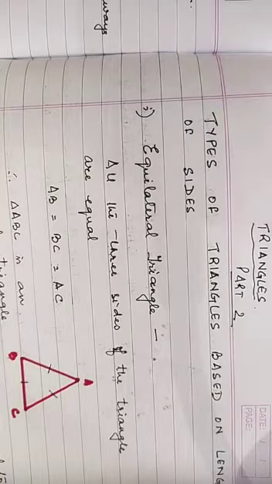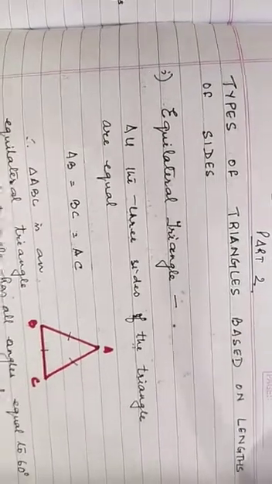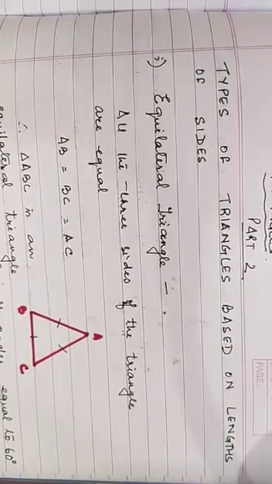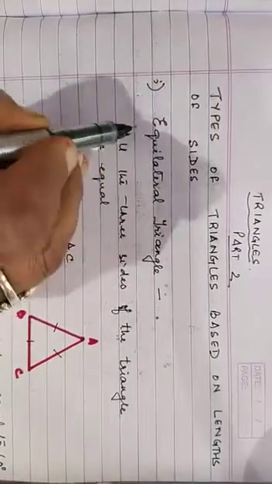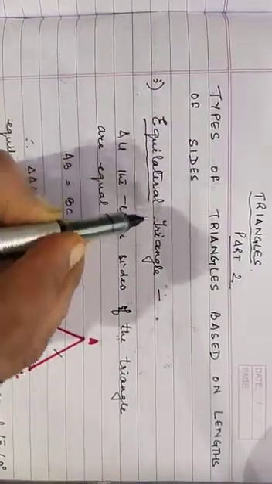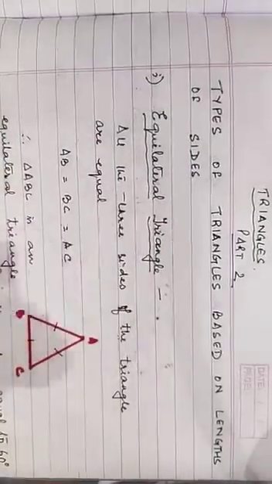Here we are going to learn about the types of triangles based on length of sides. Now we have three types of triangles based on the length of the sides. The first one we are going to study today is the equilateral triangle.